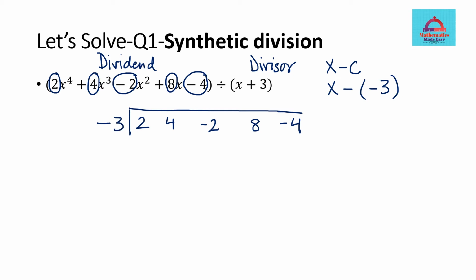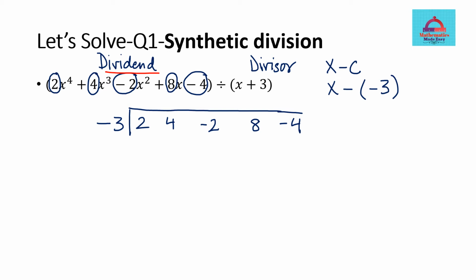Now, one important point before I move forward to the next step that I want you to remember is that if in case you get a dividend where the decreasing powers have some term missing, in that case you will not leave that coefficient, you will take it as 0. Okay, that's an important thing.